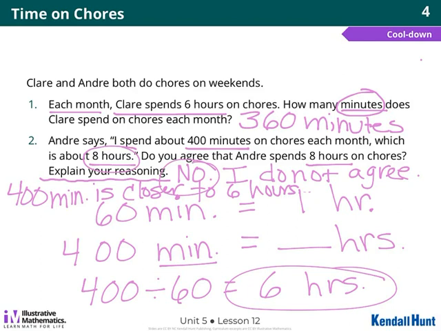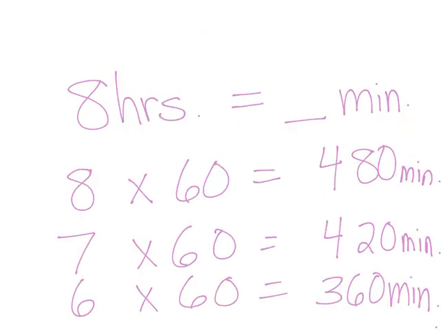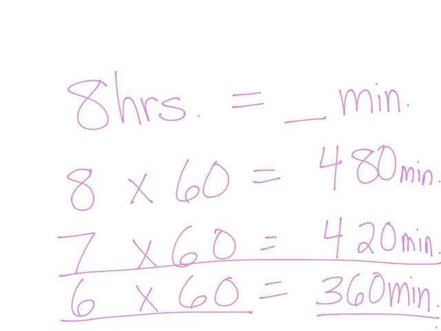And honestly, right here where we figured out 6 hours is 360 minutes, that could have totally helped us to solve number 2. You could go through and do repeated addition like I did, or you could start with what you know and do some basic fact multiplication problems. This might have been a more efficient use of my time.